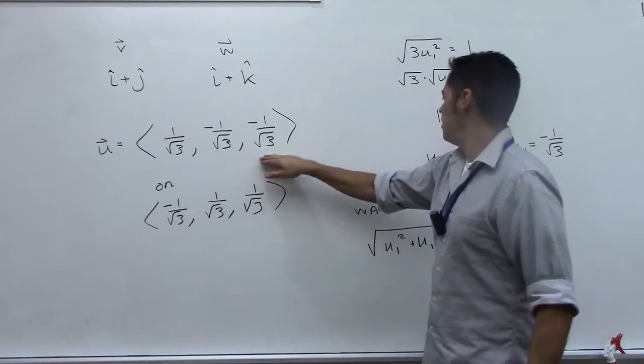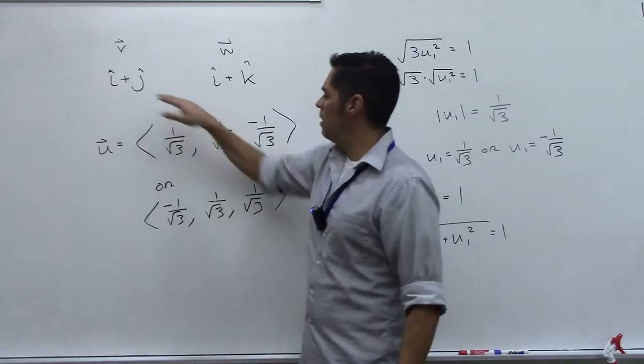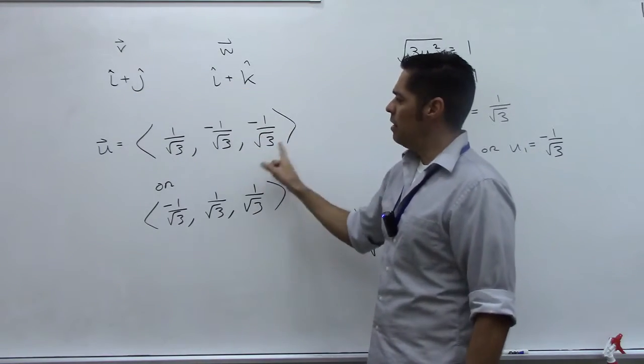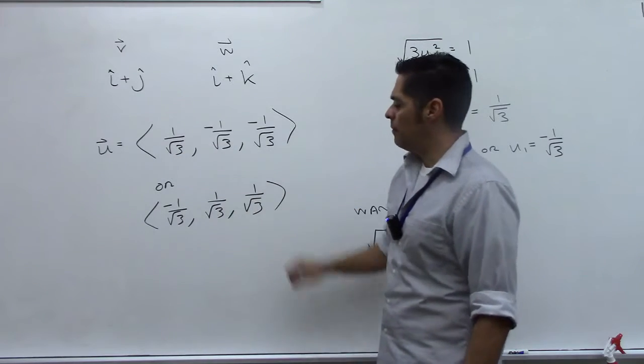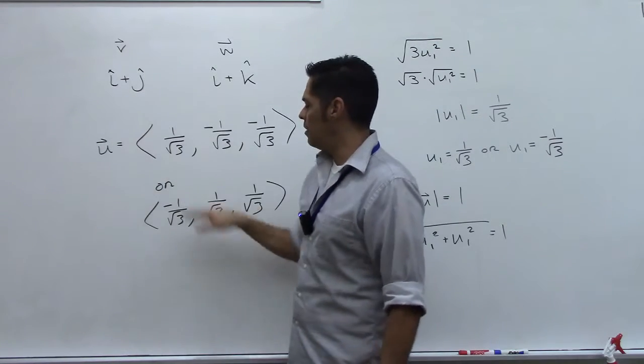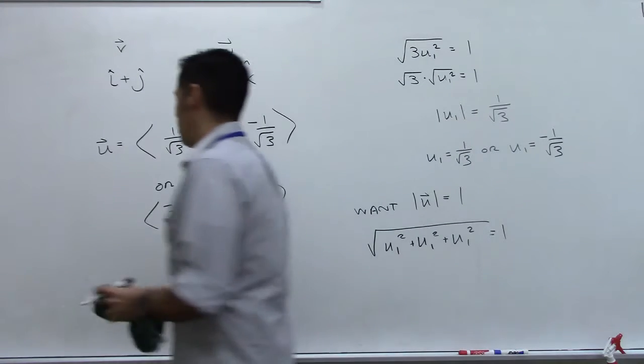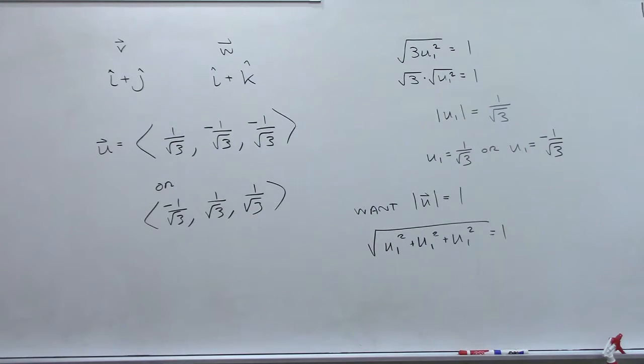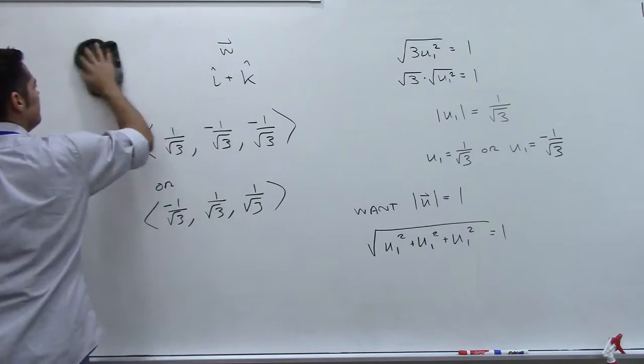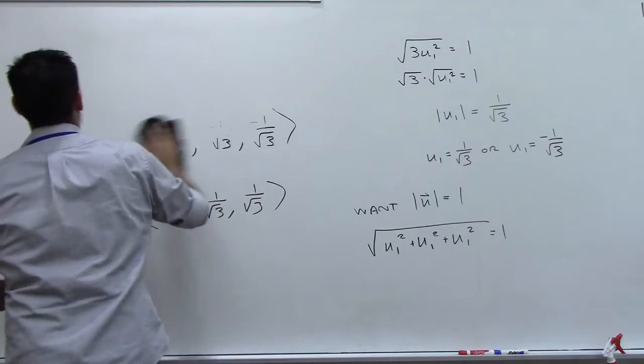I'll leave it for you to check yourself. But if you take this and dot it with this and dot it with this, you should get 0. And the magnitude of this vector is 1. Same thing here. If you dot this with this and then with this, both of those should give you 0. And the magnitude of this vector is 1 also. So kind of an interesting problem there. All right, that was 23.